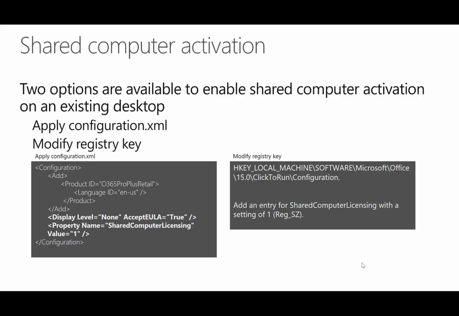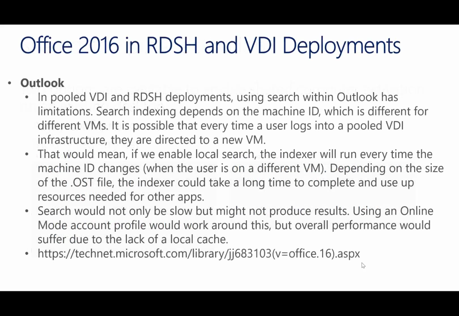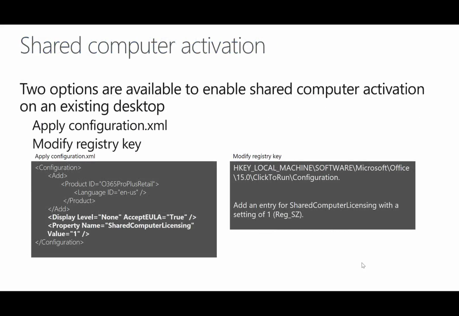Now when you take a look at the additional steps for enabling shared computer activation on an existing desktop, where Office is already deployed, you can either apply the configuration XML file, so if you've worked with ODT, you're probably already familiar with how to do that, or alternatively you can just modify the registry key.